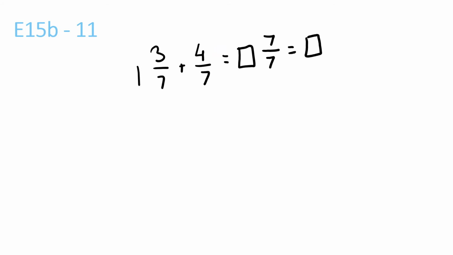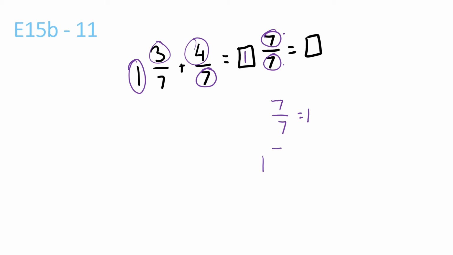For this one, you do 3 plus 4, which is 7. 7 stays the same, and you carry the 1 over, so it's 1 and 7 over 7. The top and bottom are both the same, so if it was just 7 over 7, it would equal 1. So it equals 2, because you get the 1 here, then you get the 1 here, then you just plus them. So the answer would be 2.